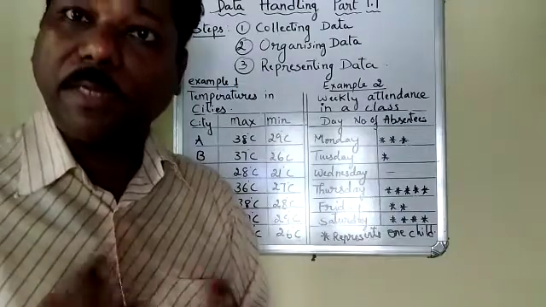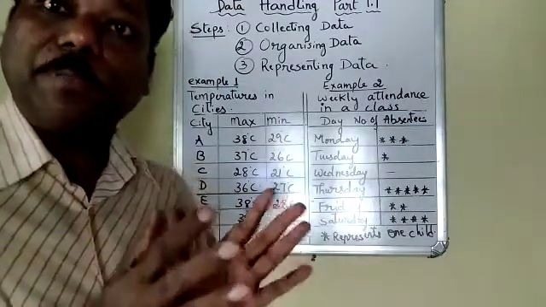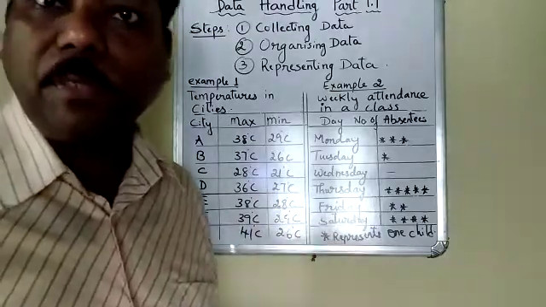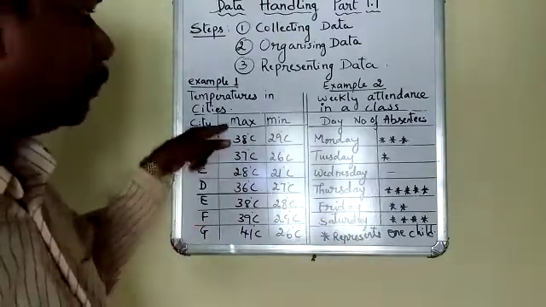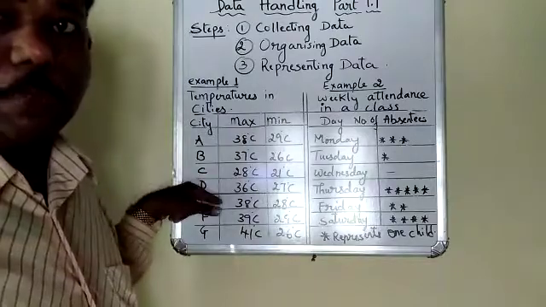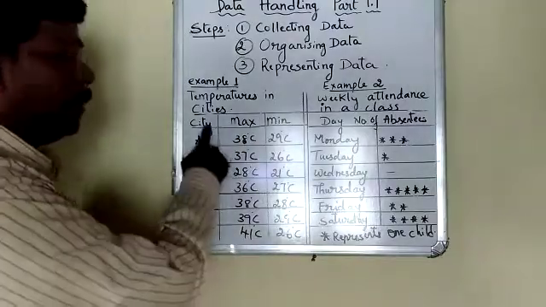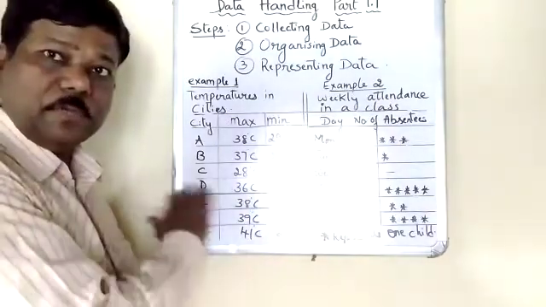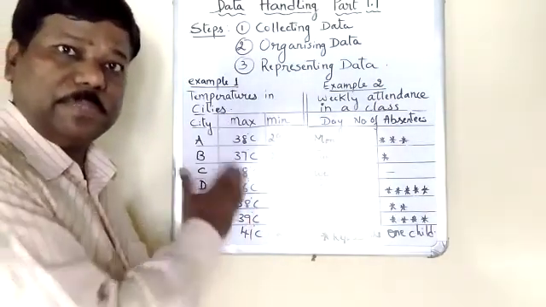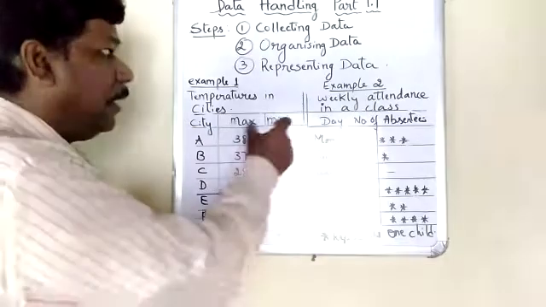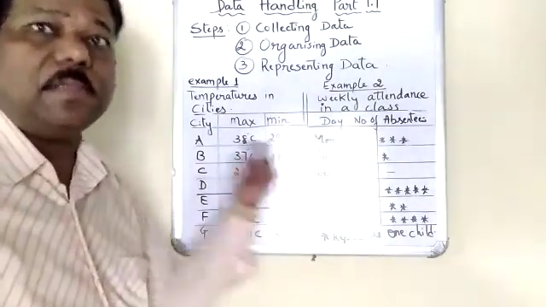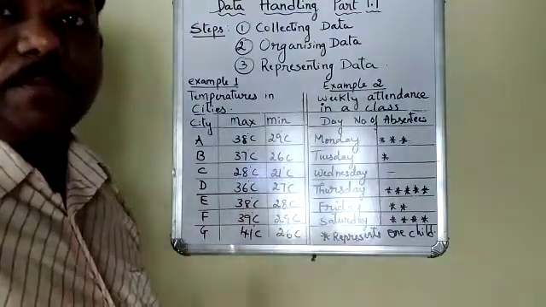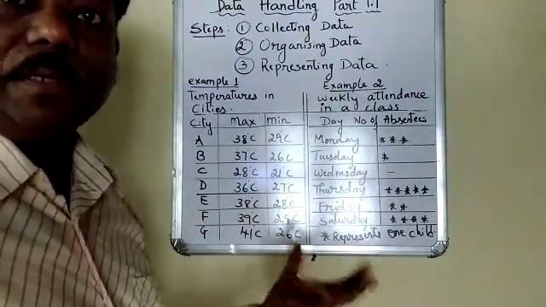Though it is relevant for the particular situation, it will still be difficult to understand. So how can I put it? I will put it in a tabular form. City names in one column, maximum temperatures for that particular city beside it in the second column, and minimum temperature in the third column. Now I can compare the values and get the necessary information.